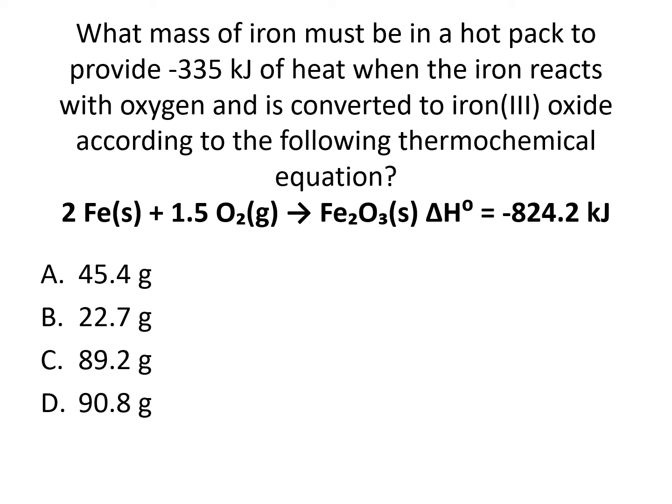This problem is very similar to the previous one in that you can use a known relationship between a delta H and a coefficient from a chemical equation in order to solve for something that's unknown. In this case, we have a balanced chemical equation given to us and a delta H associated with that balanced chemical equation. When we have 2 moles of iron, negative 824.2 kilojoules of heat would be produced. And the question is, what mass of iron would be needed to make negative 335 kilojoules of heat?